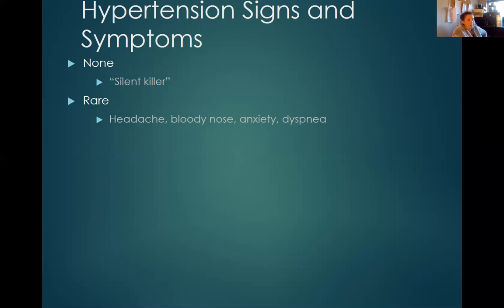Anxiety, because that hypertensive response is causing changes in the neurologic system. That sympathetic and parasympathetic nervous system is going into overdrive. And so our body's going to release some catecholamines in response to that. That's going to cause us to feel anxiety, and then some shortness of breath.